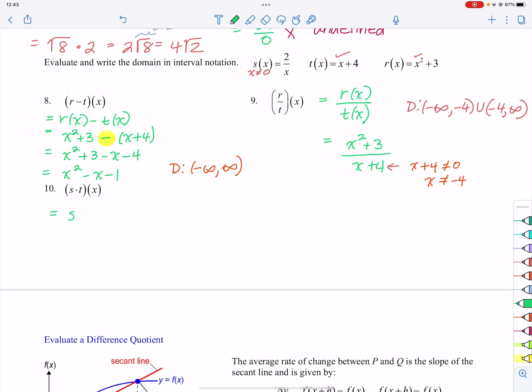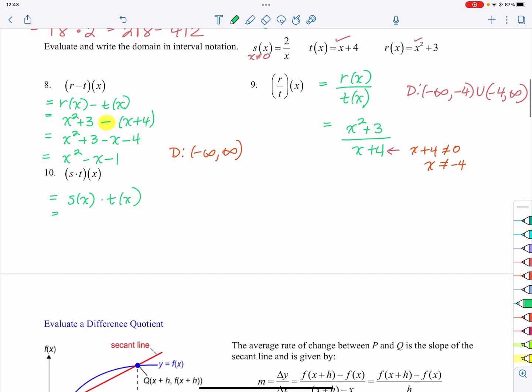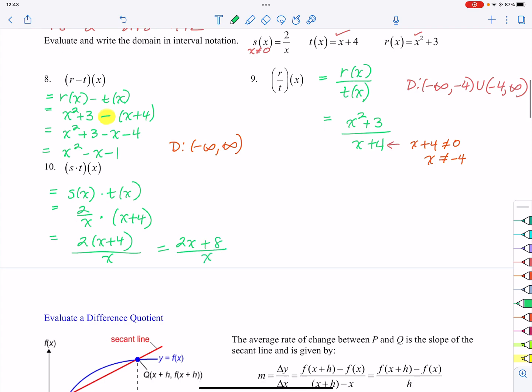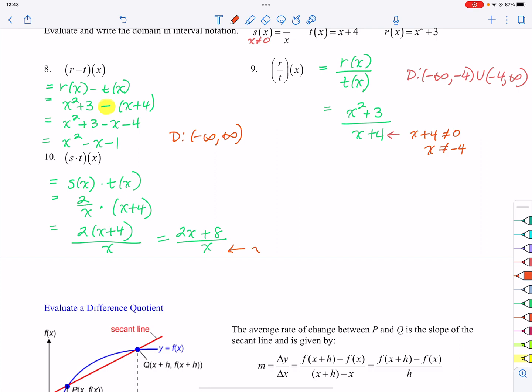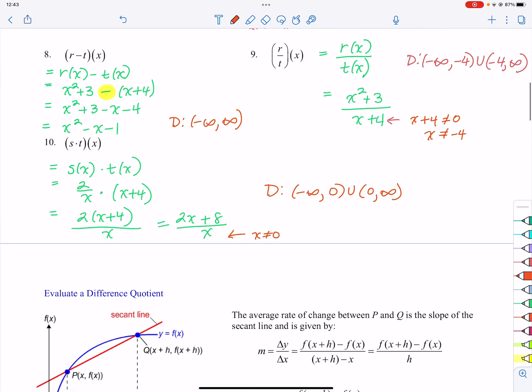S times t of x is s of x multiplied by t of x, and that's equal to 2 divided by x multiplied by x plus 4, and we end up with 2 times x plus 4 all over x. And we can rewrite that as 2x plus 8 all over x. Keep in mind here, x cannot be equal to 0, so our domain will be from negative infinity to 0, going on the other side of 0 all the way to infinity.